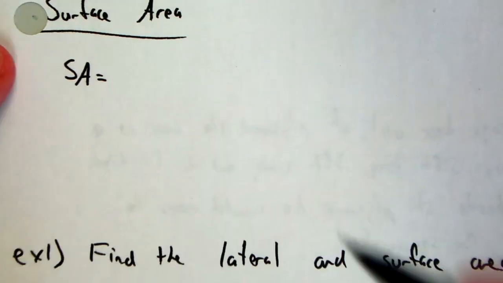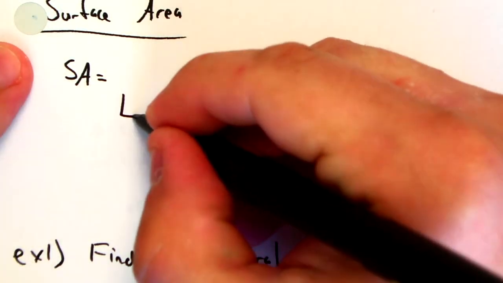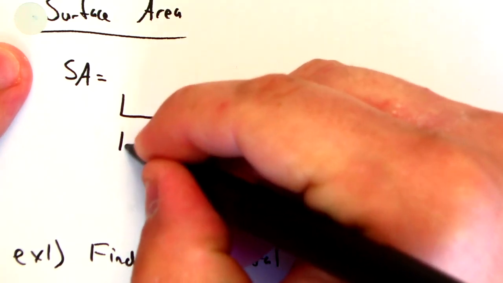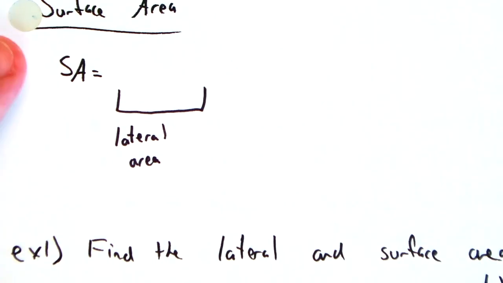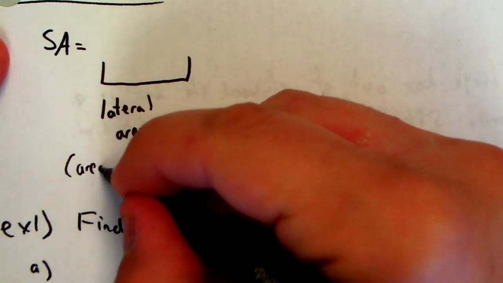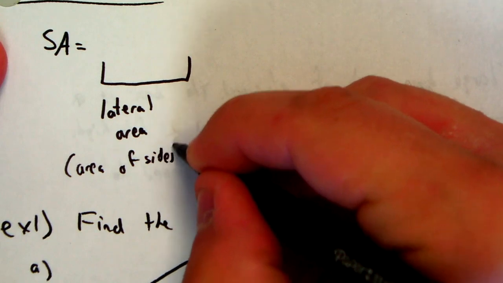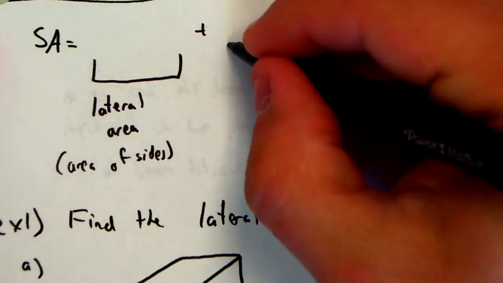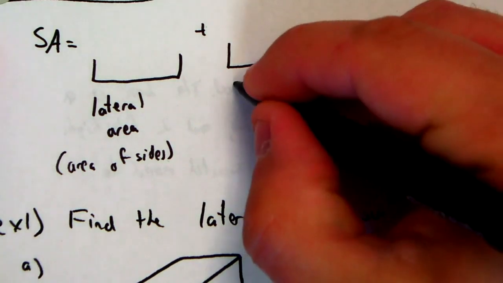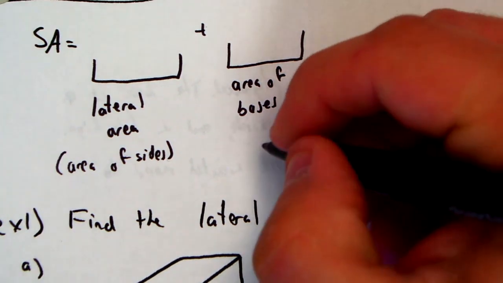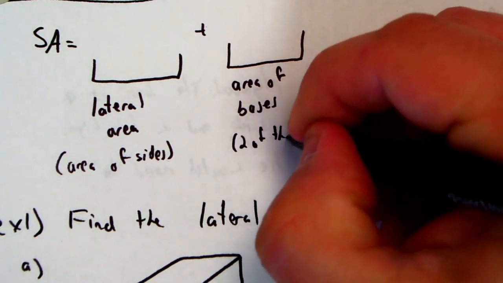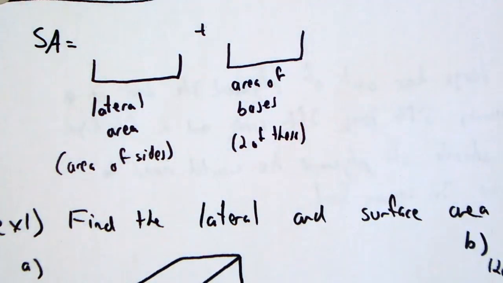One of them is going to be the lateral area. And the lateral area is the area of the sides, basically. And we're going to add that to the area of bases. And there are always two of these. Now, when we start talking about this, we want to say that this is 2B.